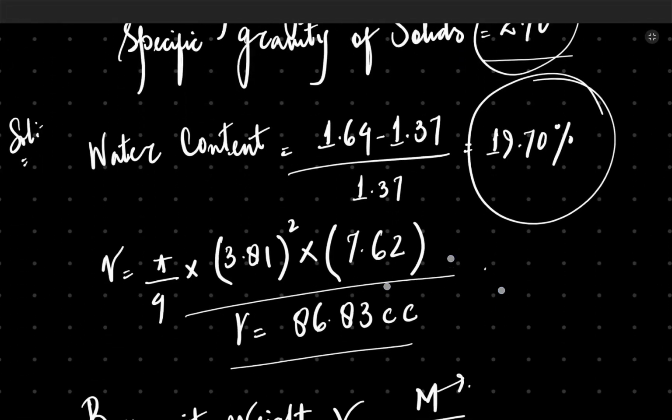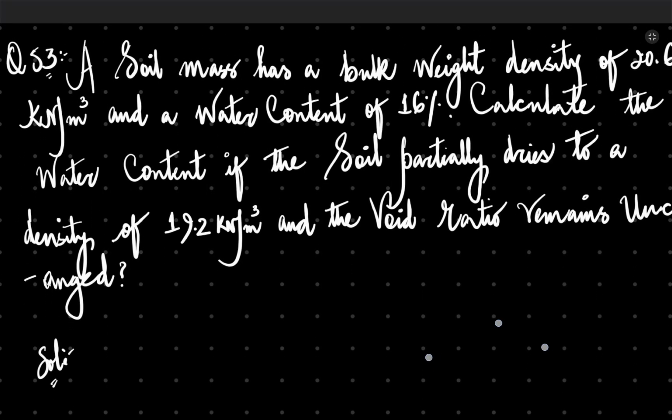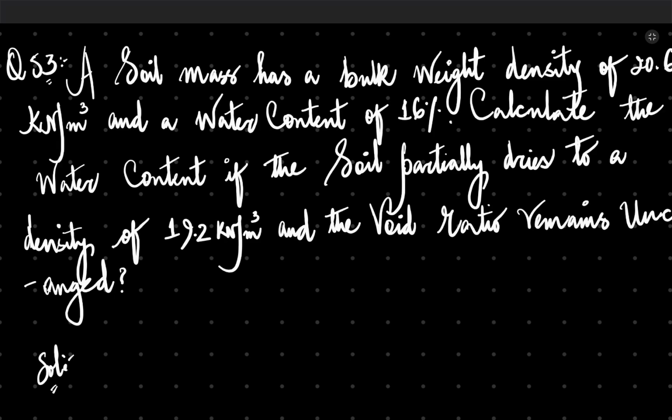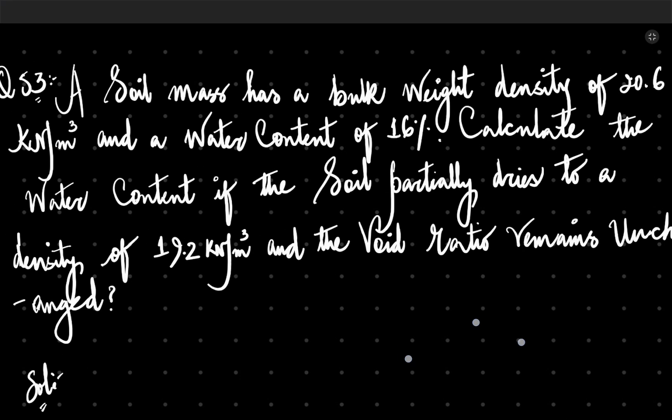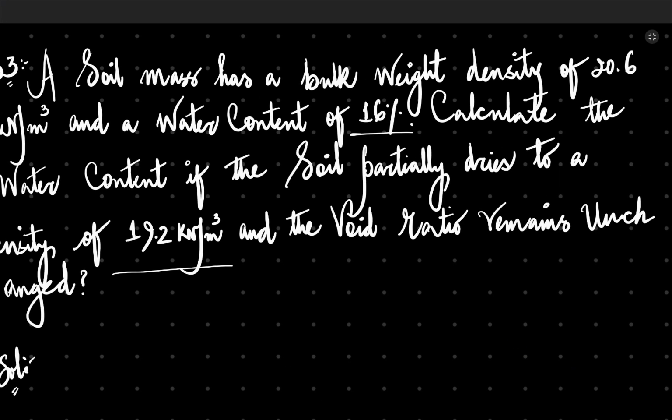We have calculated and found the value for each and every parameter that the question asked us to find. All right, moving on to the next one. Next question is, a soil mass has a bulk weight density of 20.6 kilonewton per cubic meter and a water content of 16%. Calculate the water content if the soil partially dries to a density of 19.2 kilonewton per cubic meter and the void ratio remains unchanged.